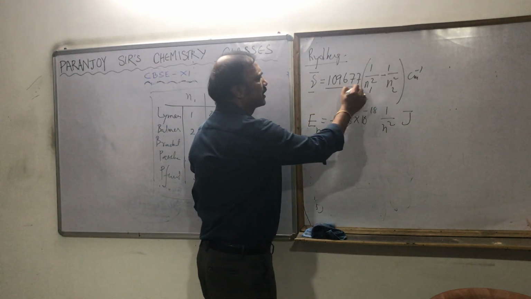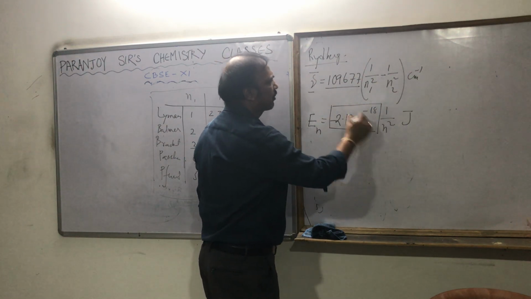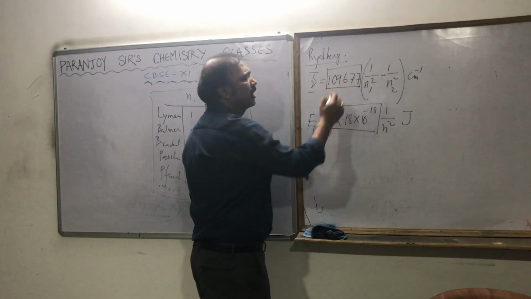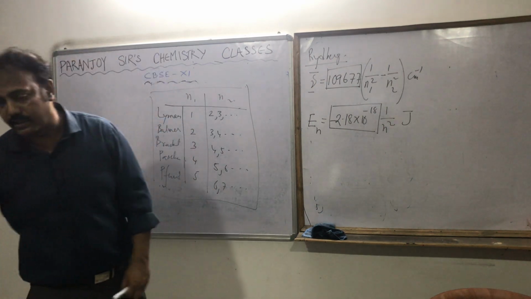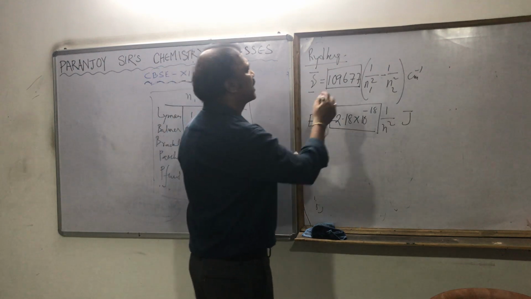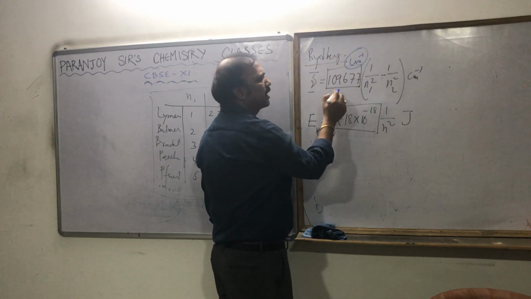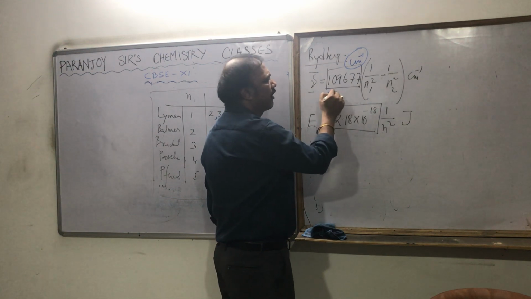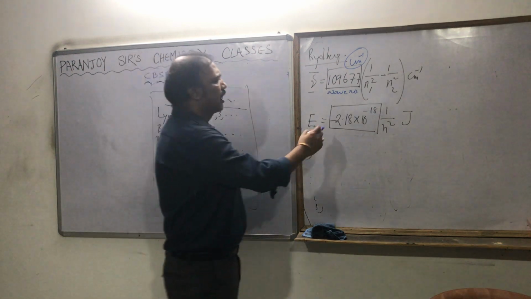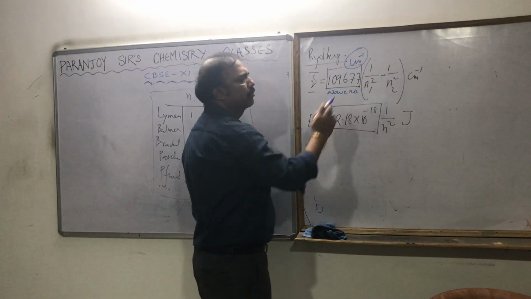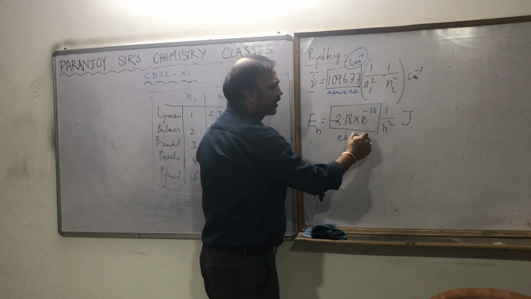Both this term as well as this term are called Rydberg constant. Now, is there more than one Rydberg constant? No. This one, 109677 centimeter inverse, is called Rydberg constant in terms of wave number. And this one, minus 2.18 into 10 to the power minus 18, is called Rydberg constant in terms of energy.